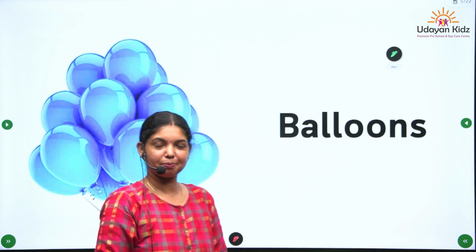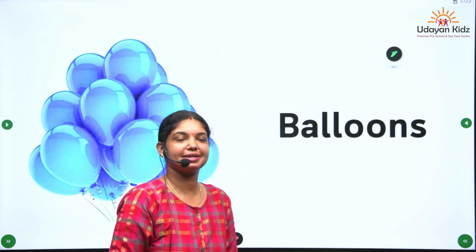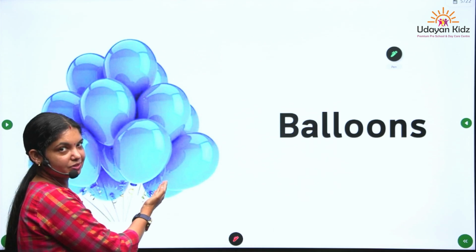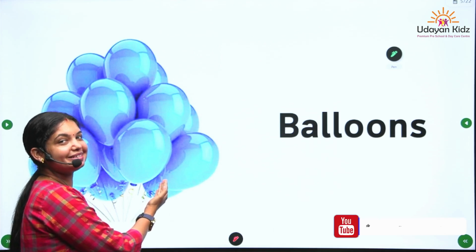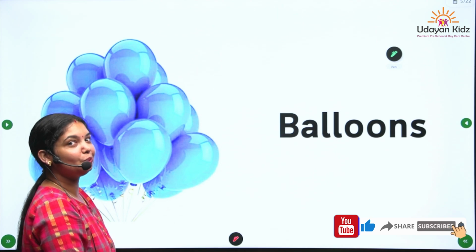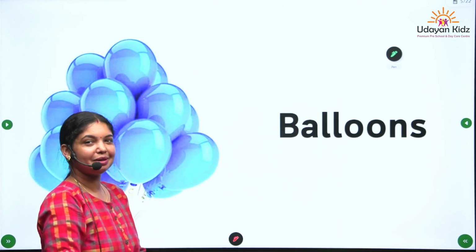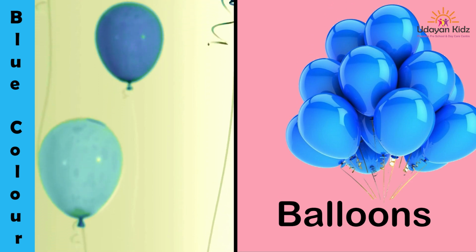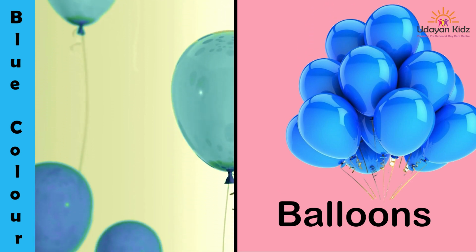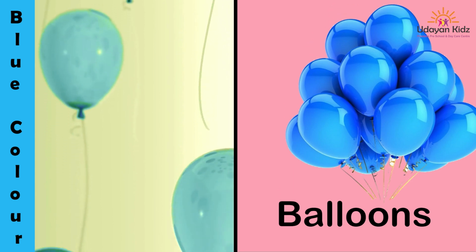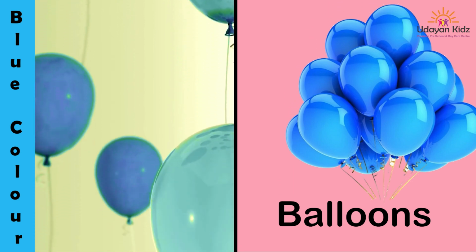I will show you some pictures of blue color objects. Oh, what are these? These are balloons. And which color is this? Blue color. Blue color. Balloons. Very good, children. Blue, blue, blue, B-L-U-E.